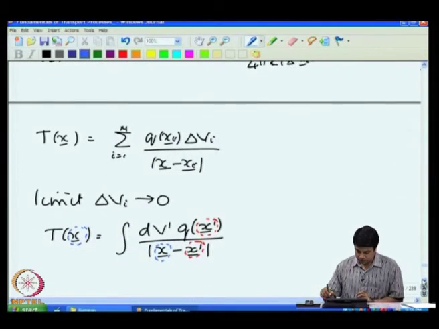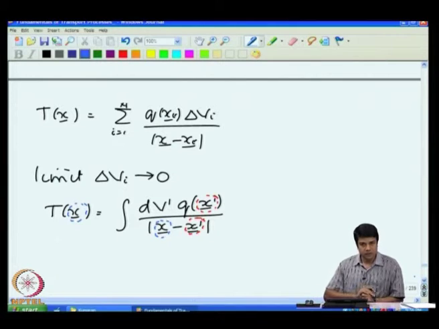Okay. So, I get an equation of the form T at the location x is equal to the integral dV prime of Q of x prime divided by the magnitude of x minus x prime, where x minus x prime is the distance between the source and the observation point. Note that x is the observation point, the point at which you are taking the temperature. x prime is the source point, the location of the point source. And in this case, for a distributed source, you are integrating over all locations of the source point.